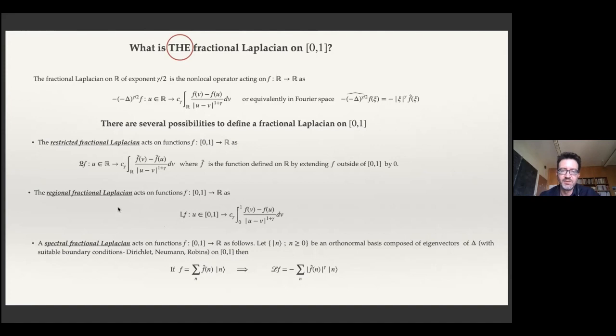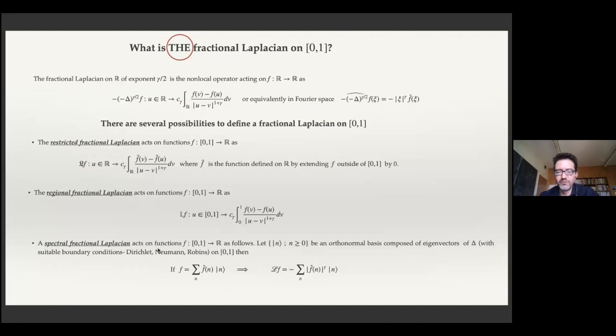There is some other possibility, which is the regional fractional Laplacian, and this is the one which will appear, in fact, in my hydrodynamic limits, which is defined in the following way. You just take this integral, which is here for the fractional Laplacian, and you restrict it to 0, 1. And it gives you what is called the regional fractional Laplacian.